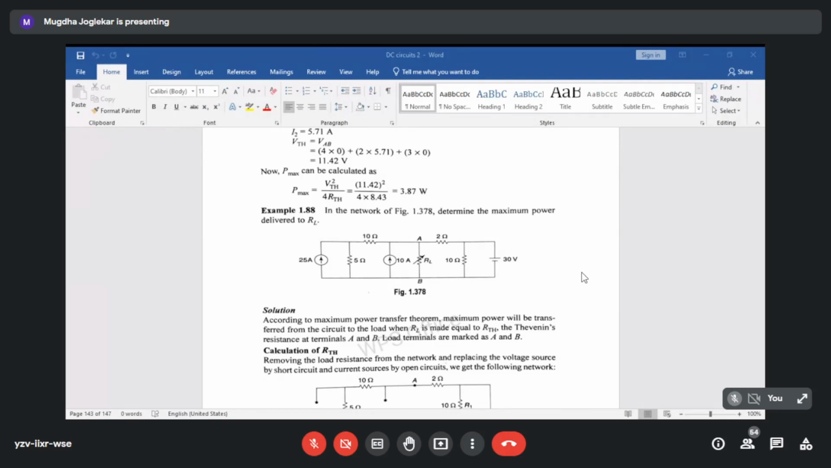Ma'am, the 10 ampere current source is connected to the AB node, so we can't alter it. AB node? I'm not getting your point, Anvi. No, ma'am, the 10 ampere current source is connected to RL in parallel. But RL will be removed, no? Whenever you apply VTH and RTH. Okay, remove RL here. It's not Norton's theorem, it's Thevenin's theorem. So for both the VTH and RTH processes, we are going to remove RL and then apply your techniques.